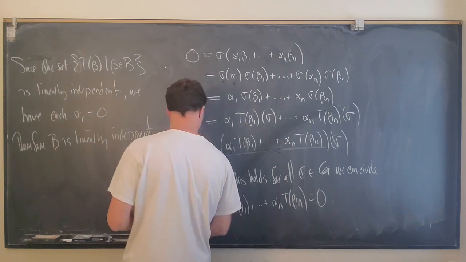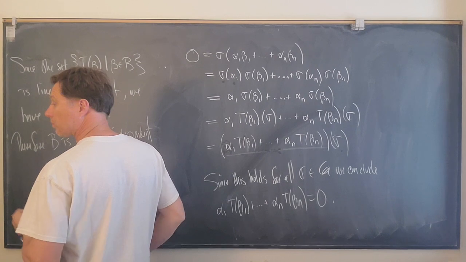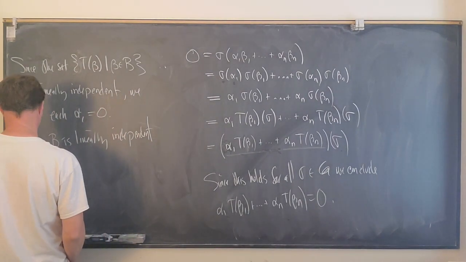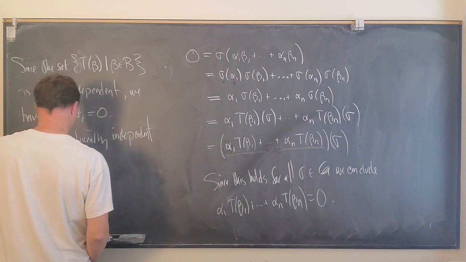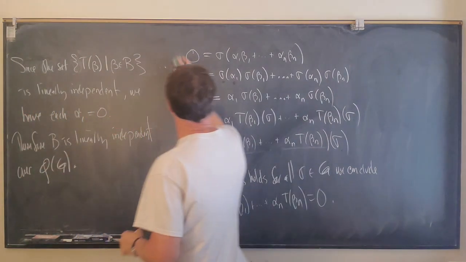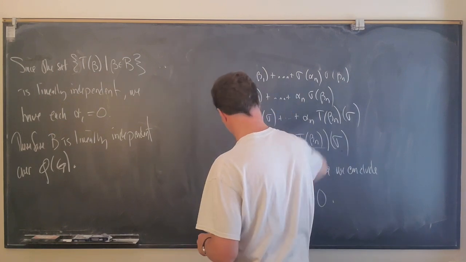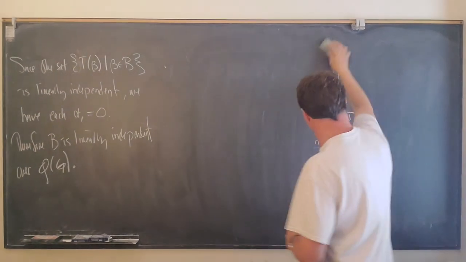Remember who our scalars were. Our scalars were coming from phi of g. So it's linearly independent over phi of g. Okay, so that was 2 implies 1. Now we need to do 1 implies 3.